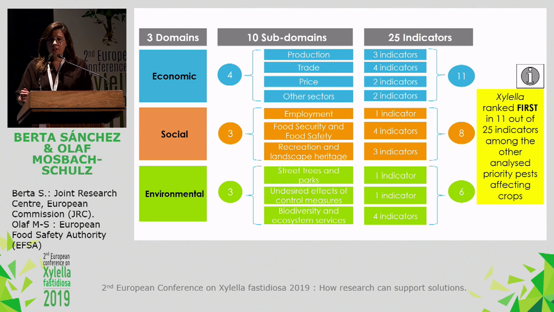But in the case of Xylella, when we compare in the ranking Xylella with the other pests affecting crops, it ranked first in 11 out of the 25 indicators. And when we compare Xylella by domains, it always ranks like the worst, the first. And now I think Olaf is going to talk.